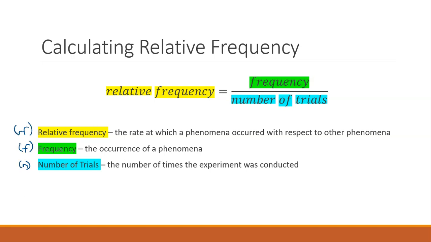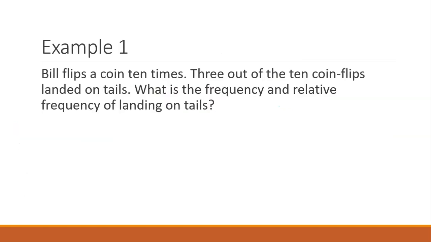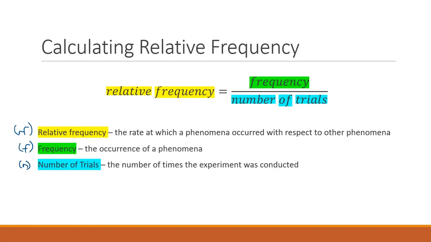So I'll use that sort of notation just so it keeps everything a little bit shorter. Now, going back to example 1, Bill flips a coin 10 times. 3 out of the 10 coin flips landed on tails. What is the frequency and relative frequency of landing on tails? Well, using relative frequency equals frequency over number of trials, first we'll get the frequency and then we'll figure out the number of trials.